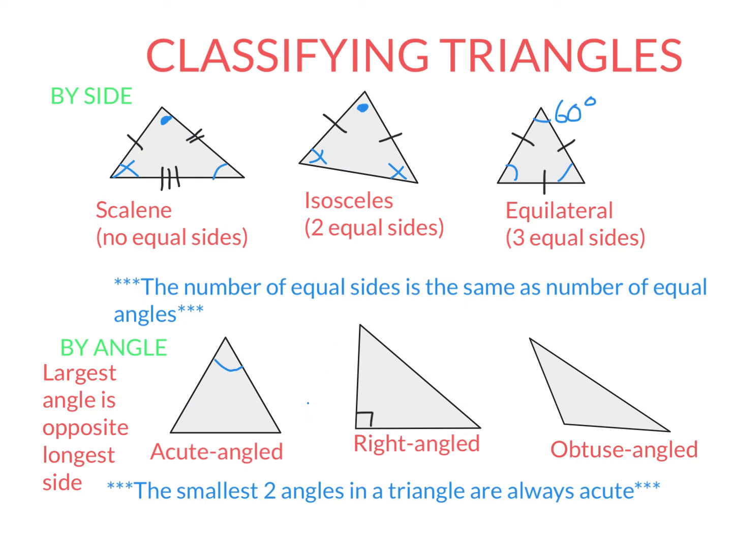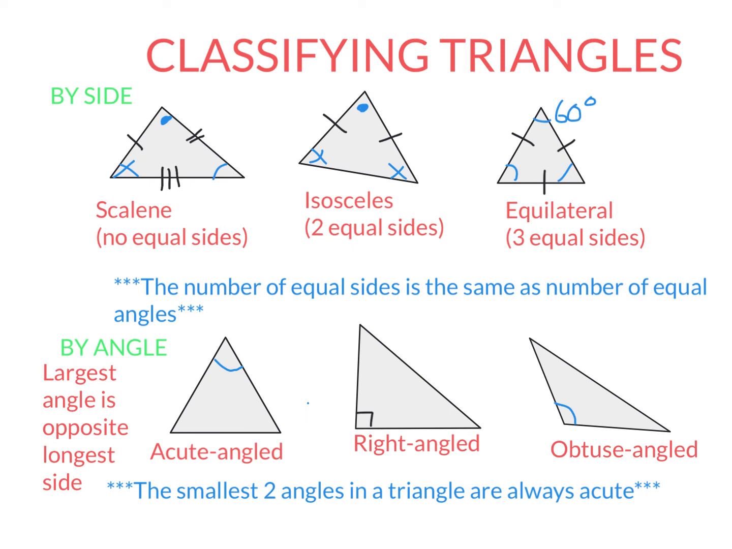So in this triangle here, this is the longest side. It's opposite, or facing, the largest angle. Here, the largest angle is a right angle, so we call the triangle right-angled. In this triangle here, this is the longest side. So this is the largest angle, and it turns out here that this is an obtuse angle. It's more than 90 but less than 180.